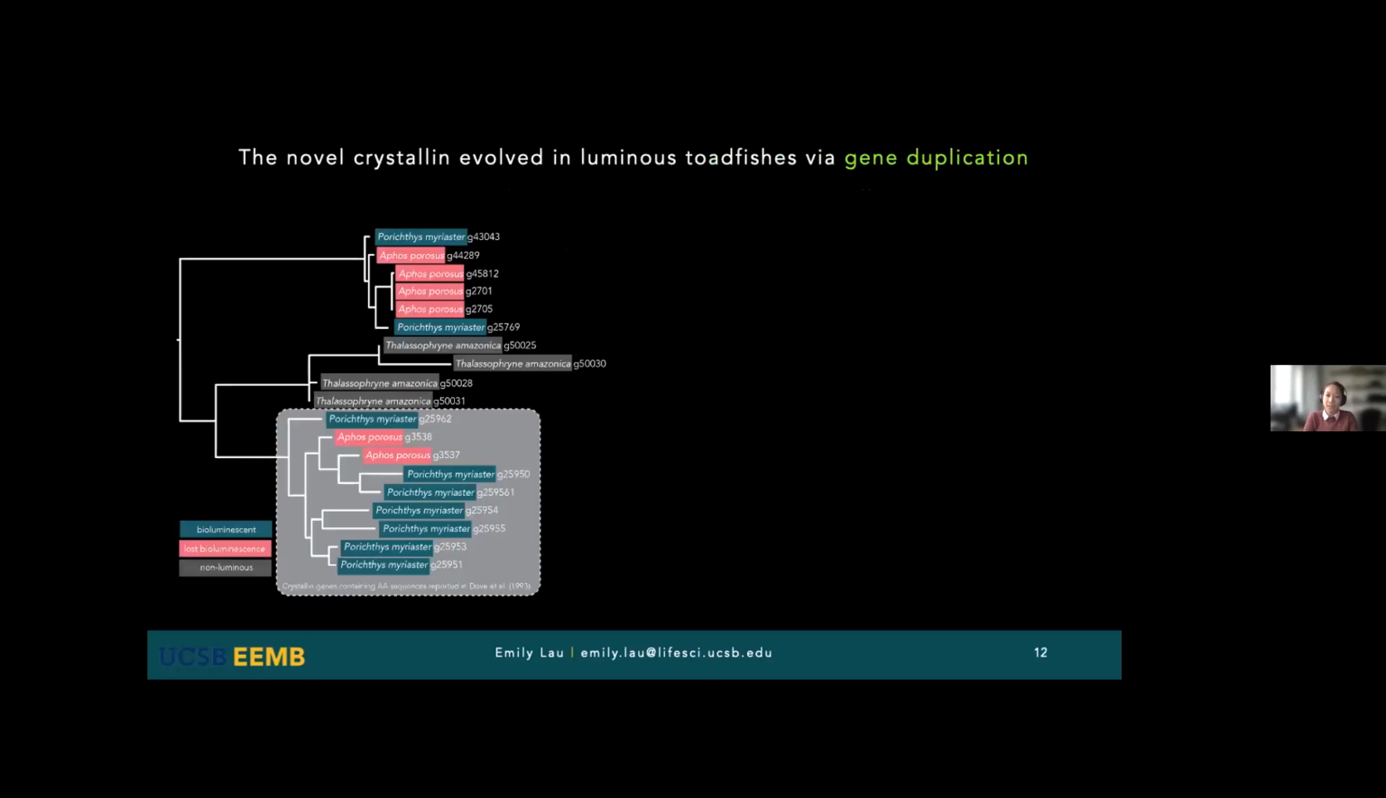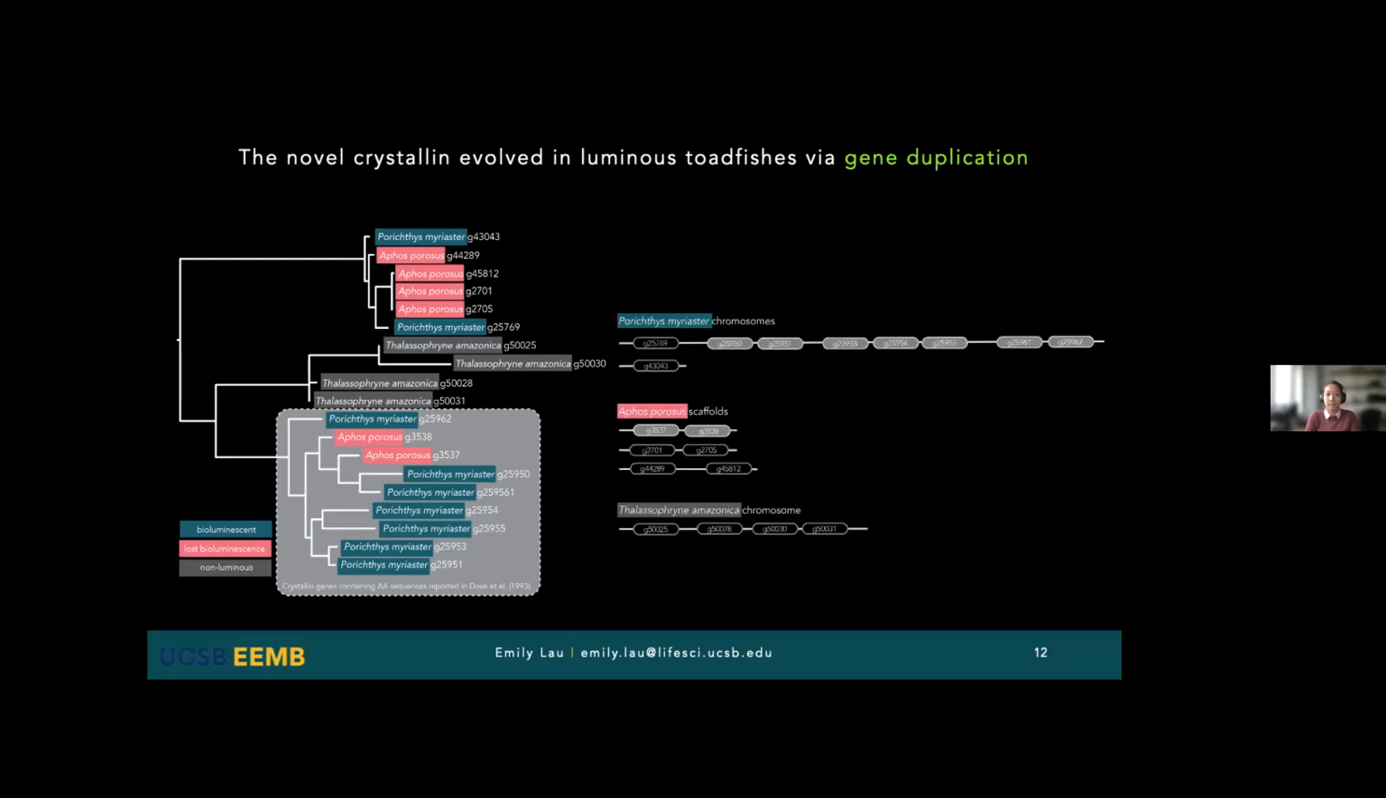So we found that the crystalline evolved through gene duplication events that are specific to luminous toadfishes. And this is a phylogeny of crystalline-like genes that are found in the genomes of Porichthys, the luminous toadfish, Aphos, which lost bioluminescence, and Lasoprene, which is non-luminous. And only the luminous species and the non-luminous species that lost bioluminescence have genes that contain the amino acid sequences previously reported, which is in this gray box here. And so this supports that this novel crystalline evolved only in luminous toadfishes.